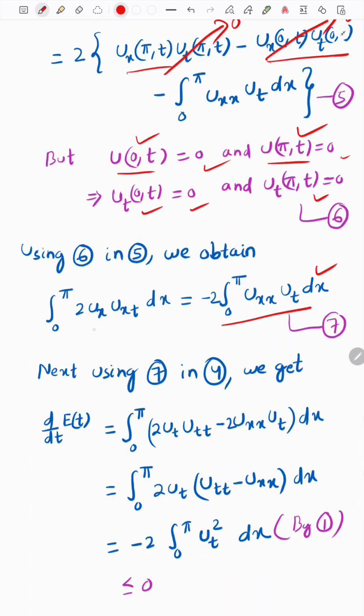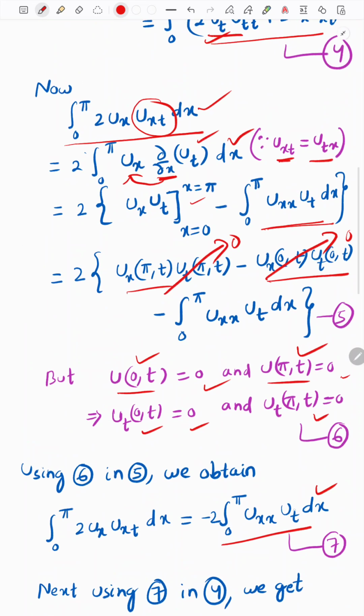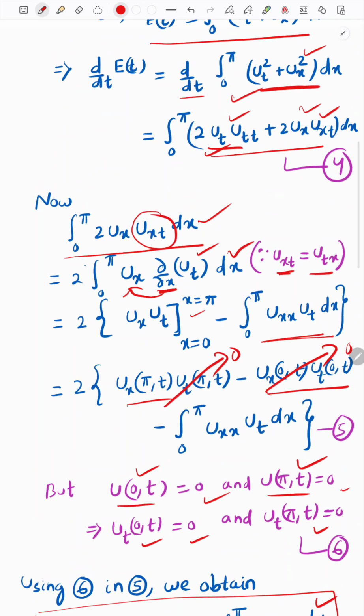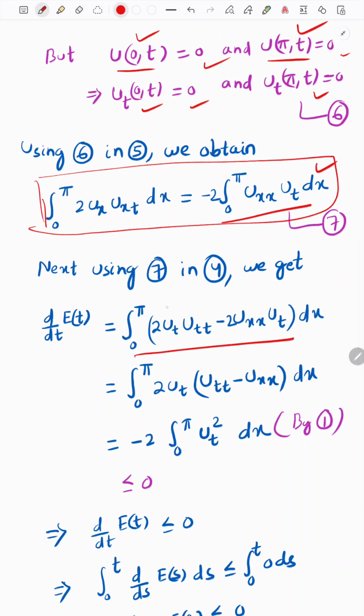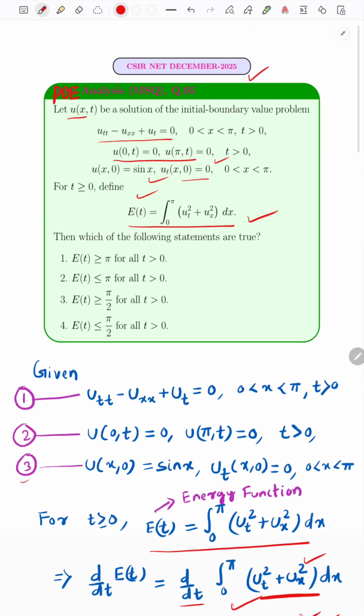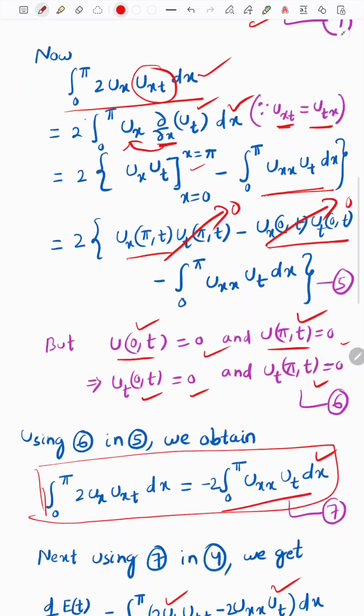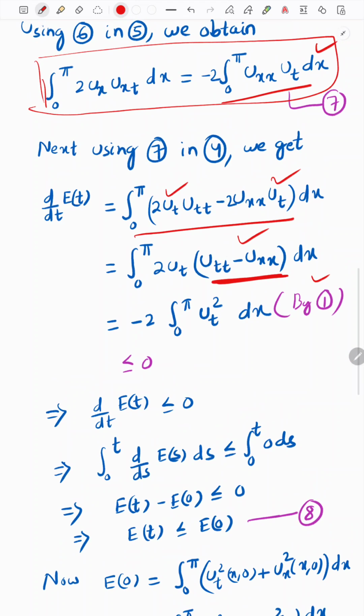Now using 7 in 4, if you put these values, you will get this expression. Here u_t and u_t are common, so you can take out 2 u_t, so you will get this expression, and this expression is equal to what? Minus of u_t. It is coming from equation 1. If you look at equation 1 here, u_tt minus u_xx is equal to, if you take this term on the right hand side, it gives minus of u_t. So u_tt minus u_xx equals minus of u_t.